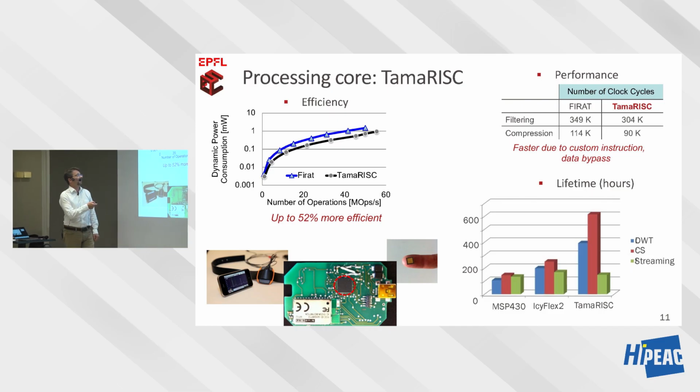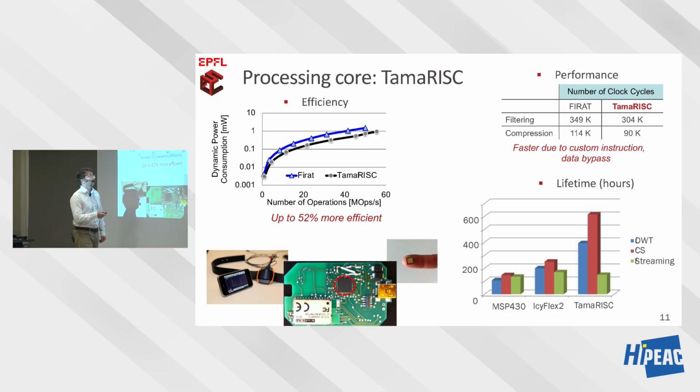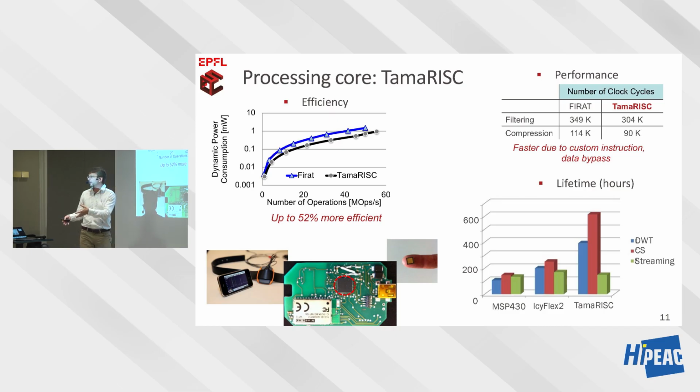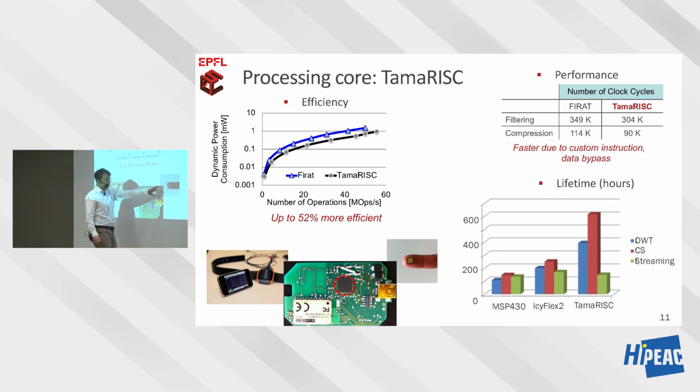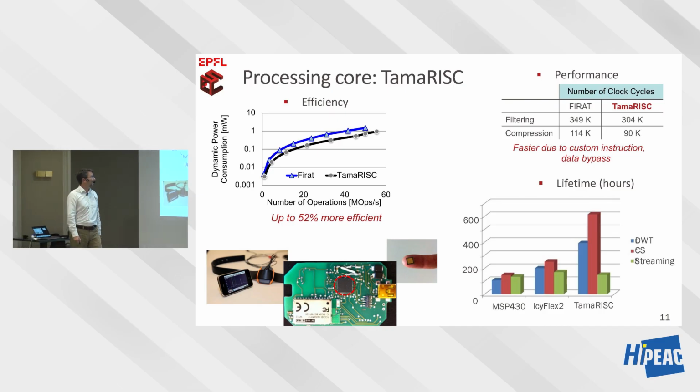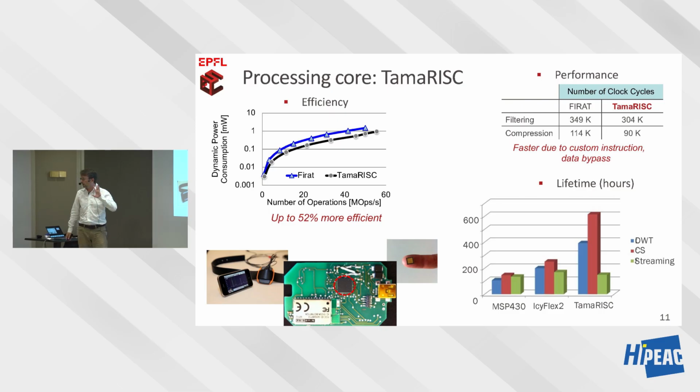You can see that if we look at the number of clock cycles required for our applications, Tamarisk was even more efficient than FIRAT, due on one side to the fact that we could bypass the register file and use the output register of the ALU as an operand, and on the other side, for the compression application, we could use our custom instruction. This design was actually taped out. Here you can see the tape out of the chip. If I remember it well, it was 90 nanometer technology. Take that with a grain of salt.